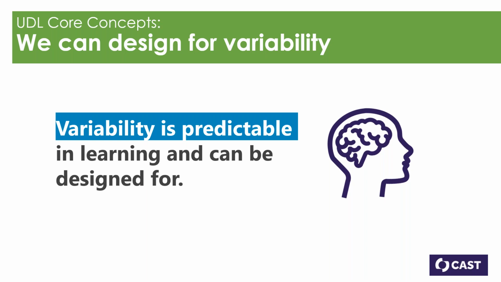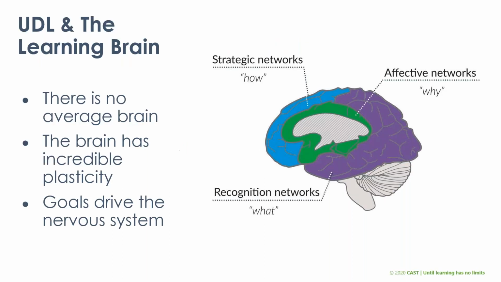So the UDL core concept: we can design for variability. Whew, right? You're all sitting there thinking, okay, I've got a class full of 25, 30 students. You're telling me they're all unique and different. Fantastic, I know that. How do I plan my curriculum, right? Well, you can design for variability because variability is predictable. In learning, it can be designed for. Fantastic, right? We're excited. So, UDL and the learning brain.